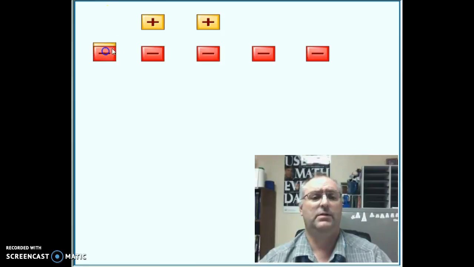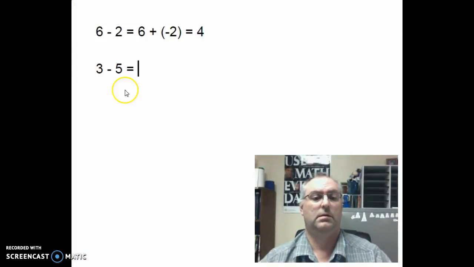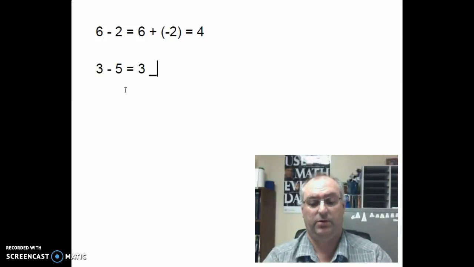What happens is when we combine these tiles, as we would if it was addition, we get negative 2. So 3 minus 5 is the same as 3 plus negative 5.